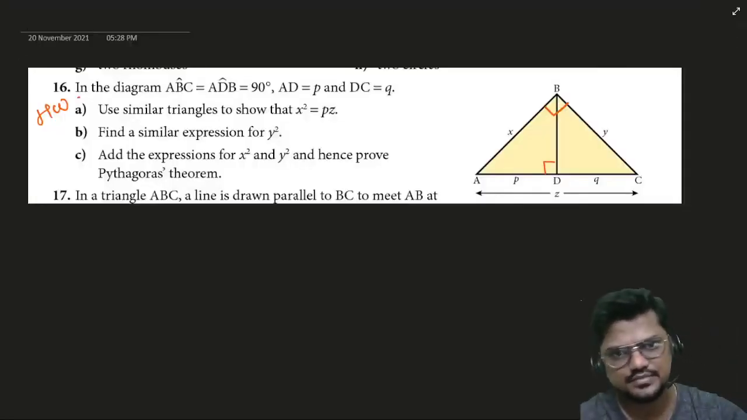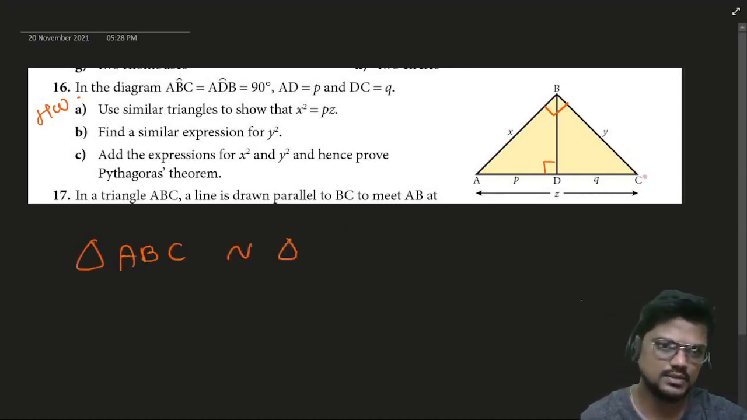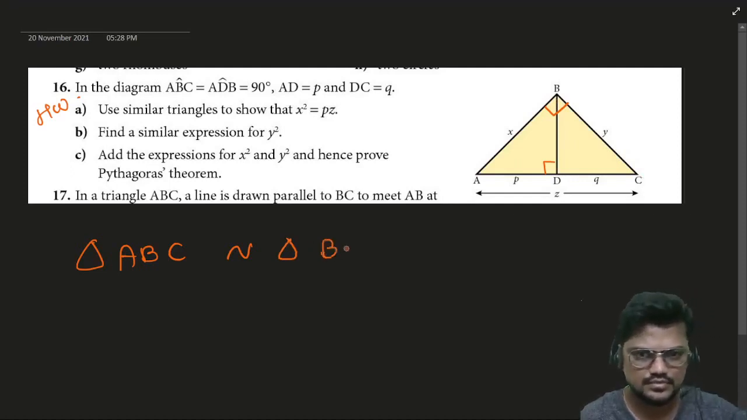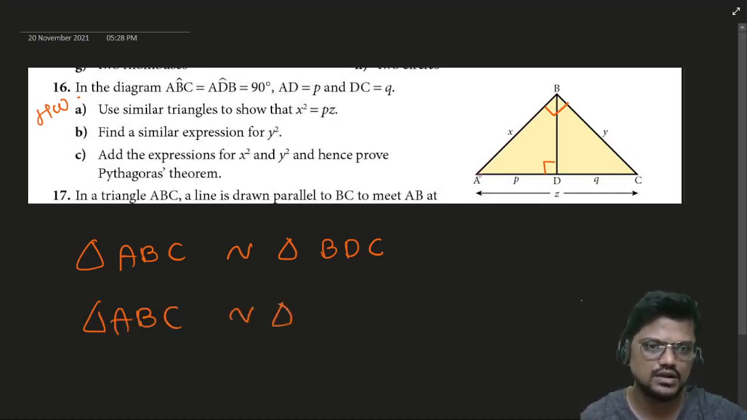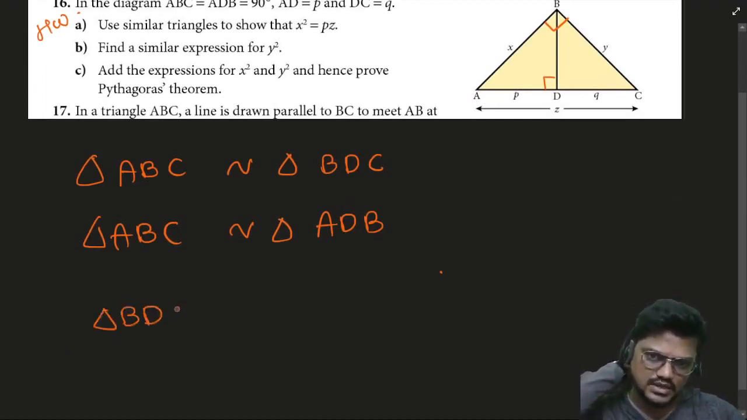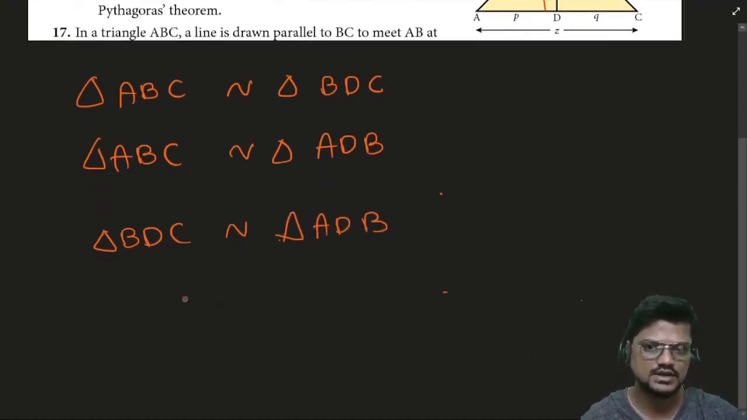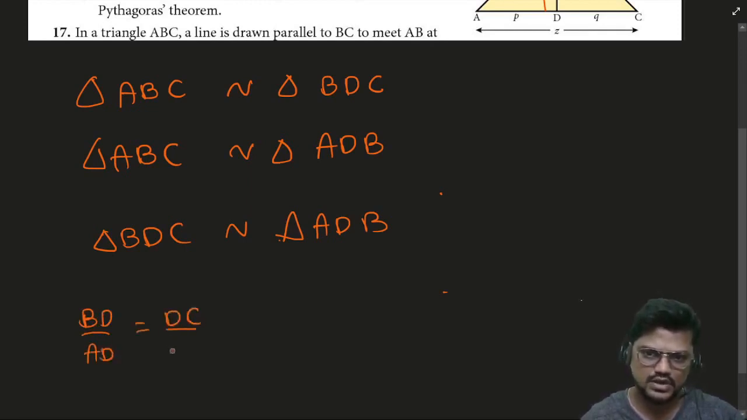See, in this triangle ABC will be similar to triangle BDC. Also, triangle ABC will be similar to triangle ADB also. So finally, I can say these two triangles are similar. So triangle BDC will be similar to triangle ADB, and after that I can say corresponding ratios are equal. That is BD upon AD will be equal to DC upon DB will be equal to BC upon AB.